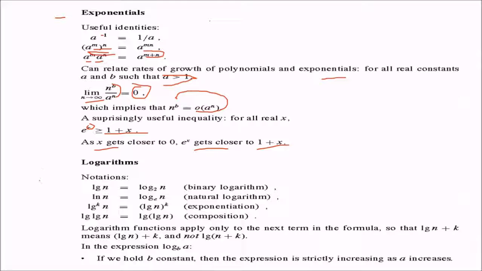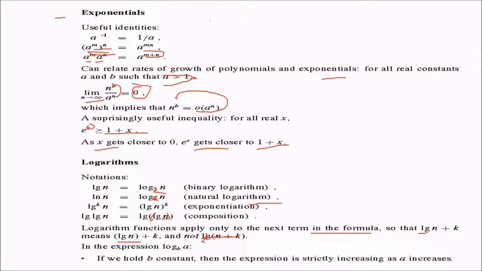We have logarithmic notations also. Log n, when we write lg, that means we are talking about the base as 2. When we write ln n, we are talking about base as e, log base e. Log to the power k of n is nothing but (log n) to the power k. This is exponentiation. And log of log n means log of this. This is composition. So the logarithmic function applies only to the next term of the formula. That is, log n plus k means first you take log n, then add k, not log of n plus k.